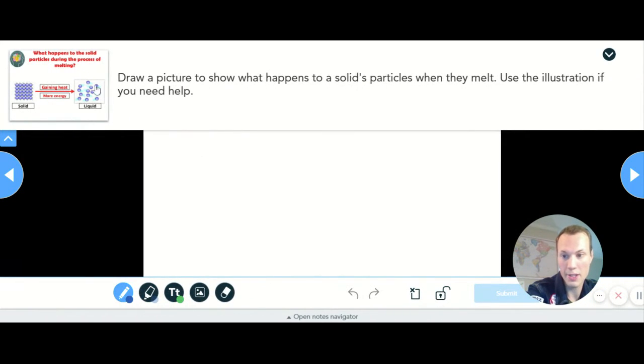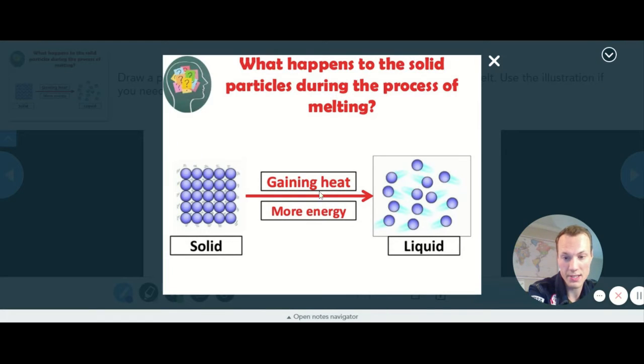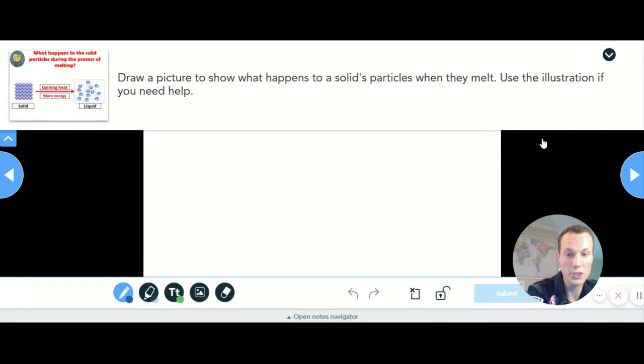Just like before, drawing a picture. You might want to use this as an idea. Solid, getting heat energy, turning to liquid. Your picture should look something like that.